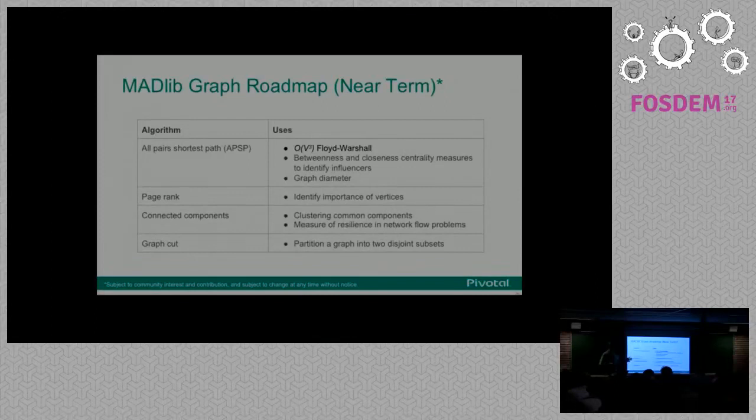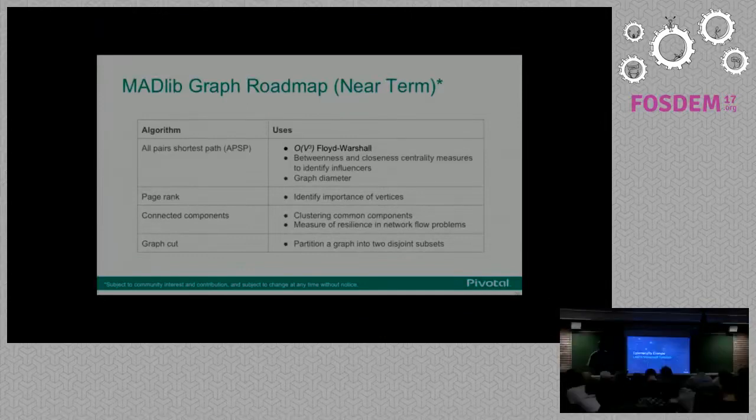PageRank is a well-known one to identify the importance of vertices. Connected components is for clustering common components, both strongly and weakly. These are pretty good candidates because they're breadth first as well. Graph cut is an important one that we've been looking at. The reason that's useful is that sometimes your graph is just too massive, so you need to cut it in a sensible way and then operate on subgraphs. But that one is harder to do.